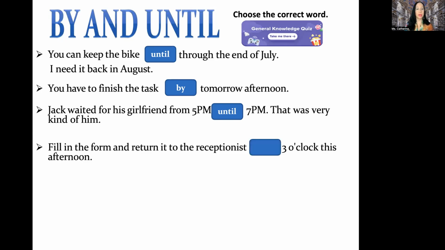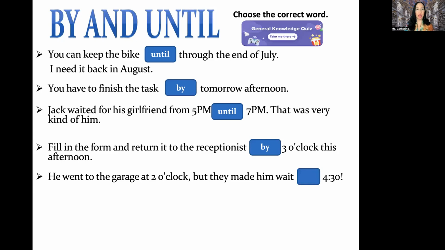Fill in the form and return it to the receptionist blank 3 o'clock this afternoon. Fill in the form and return it to the receptionist by 3 o'clock this afternoon, or until 3 o'clock this afternoon. Great job, by 3 o'clock, because this is a deadline. What's the deadline? 3 o'clock. Great job.